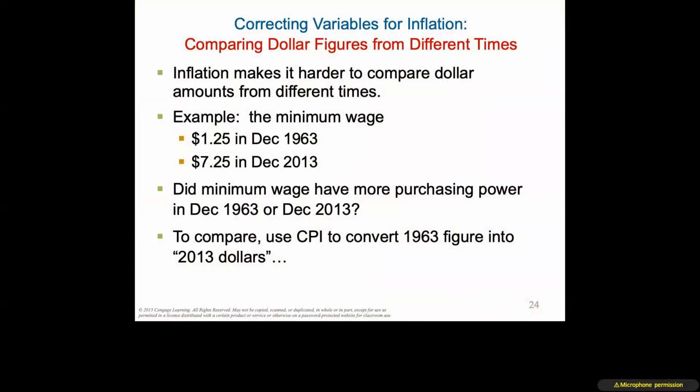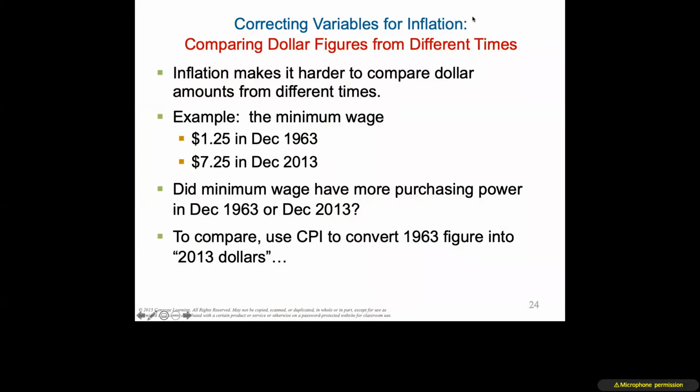So how do you correct and deal with different inflation numbers? Inflation really makes it hard to compare dollar amounts for different times. For instance, the minimum wage. In 1963, the minimum wage was $1.25. In December of 2013, it was $7.25. Which minimum wage had more purchasing power? The thing is, you don't know, do you?